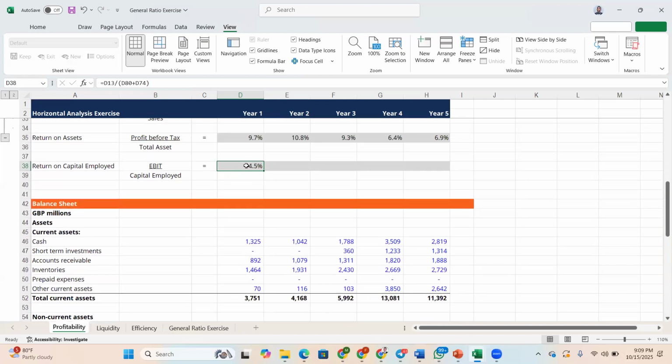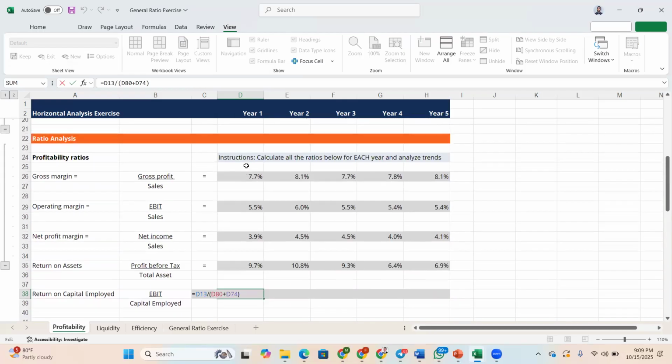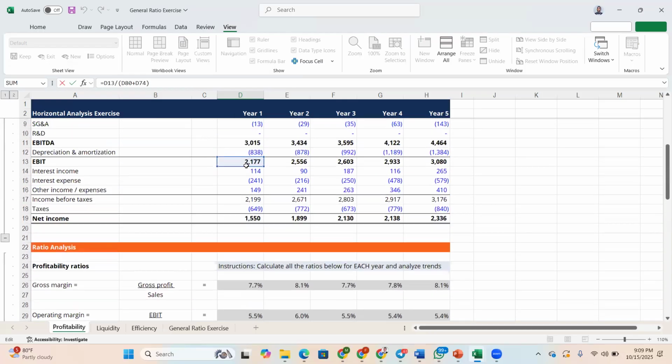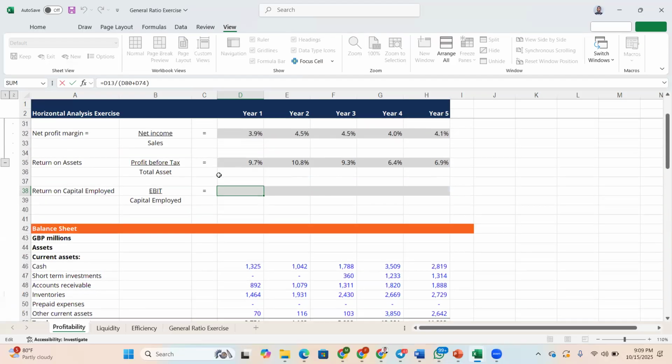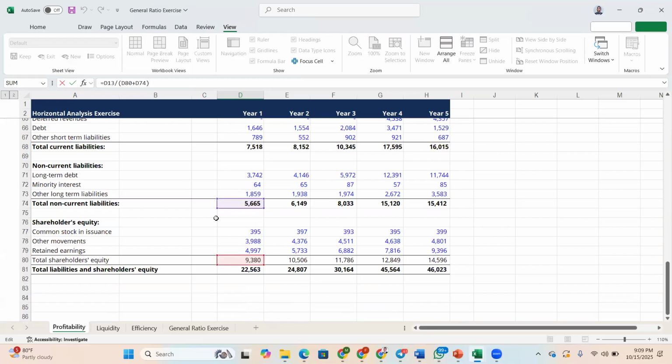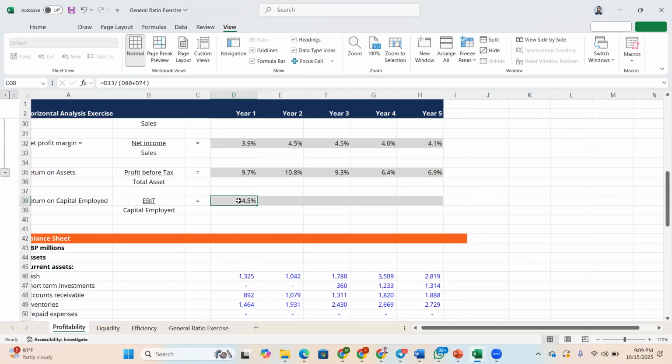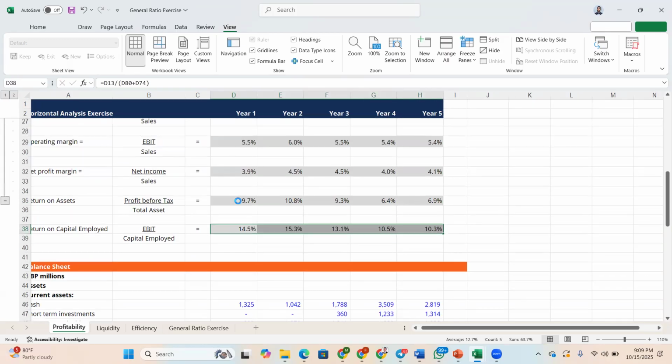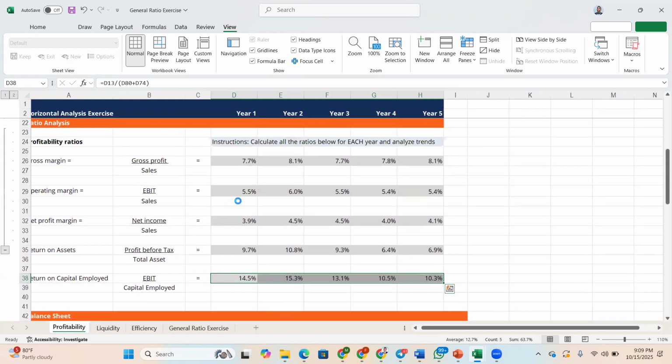Now, we need to check to be sure. EBIT, earnings before interest and tax, divided by equity plus non-current liability. This is total equity. This is total non-current liability. So yes, we are good. So you just copy these and paste by using Control R, use replicate.